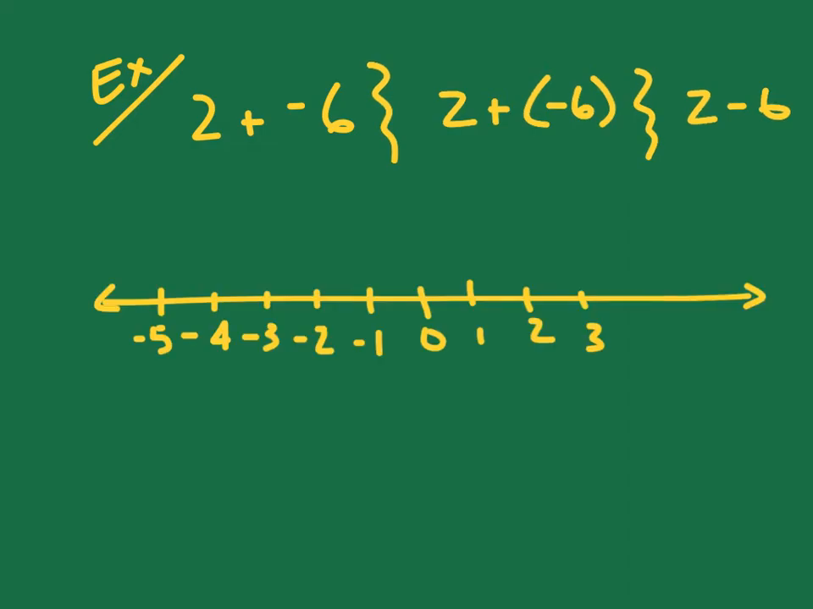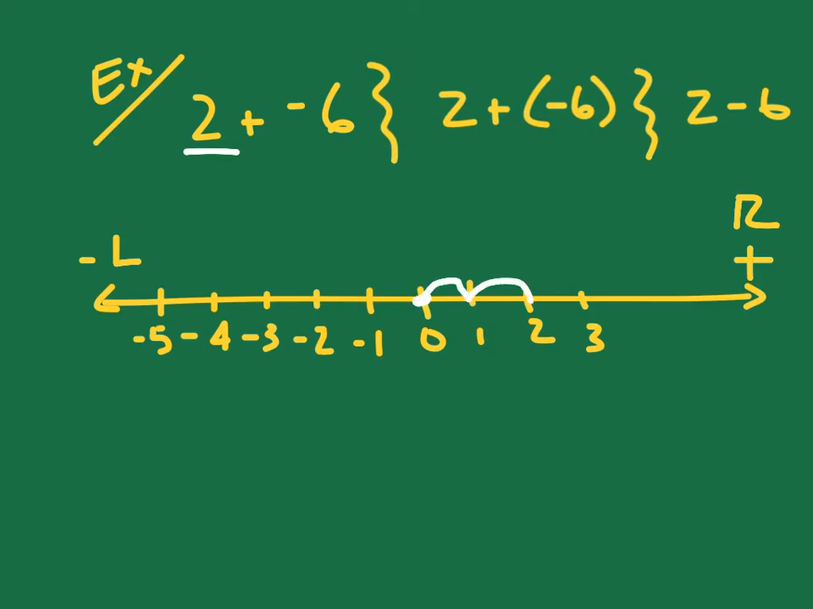And so on this one, when I draw my number line, okay, I've got 0 in the middle. I've got a couple of positive numbers here and some negative numbers over on the left side. All right, again, positive means I'm going to go to the right. Negative means I'm going to go to the left. All right, so if our first number is 2, I'm going to start at 0, and I'm going to move 2 units to the right.